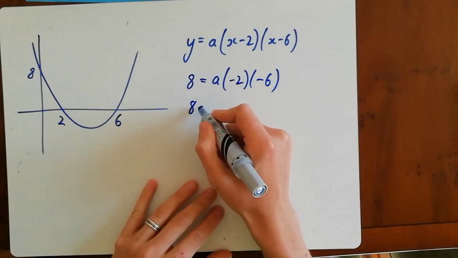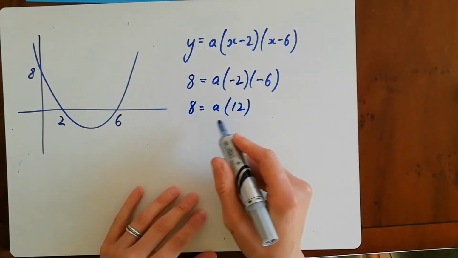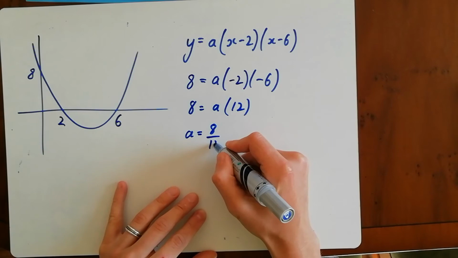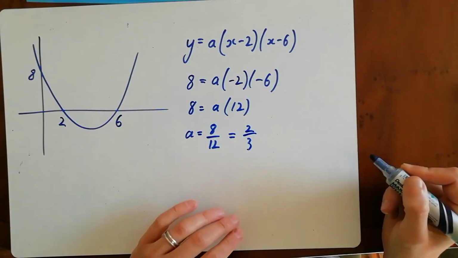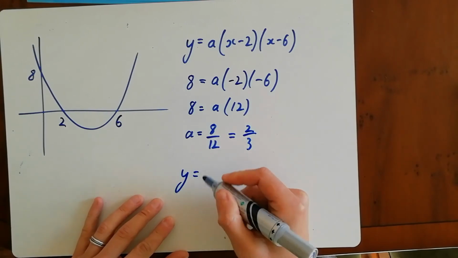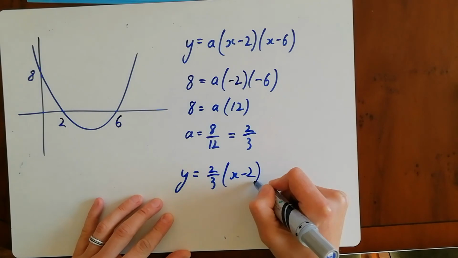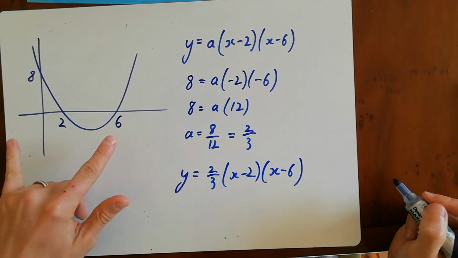So we're going to get 8 is equal to a times 12. Dividing through by the 12, we see that a is 8/12, which is just the same as 2/3. So in this case, our equation will be y equals 2/3 (x minus 2)(x minus 6). That's the equation for this graph.